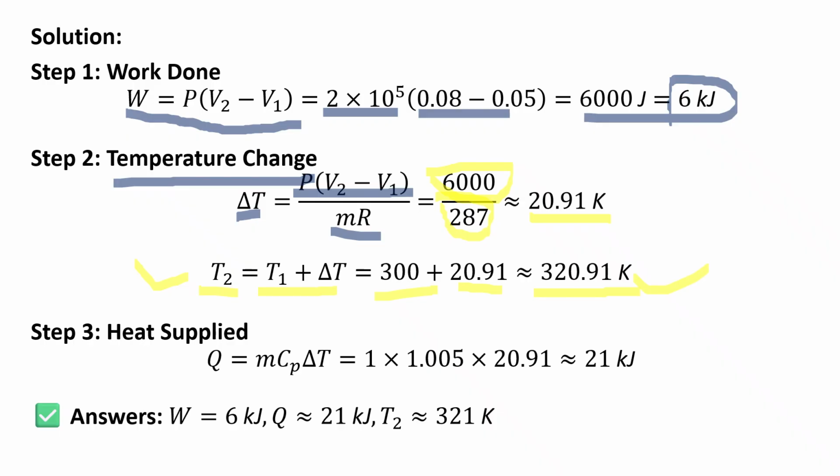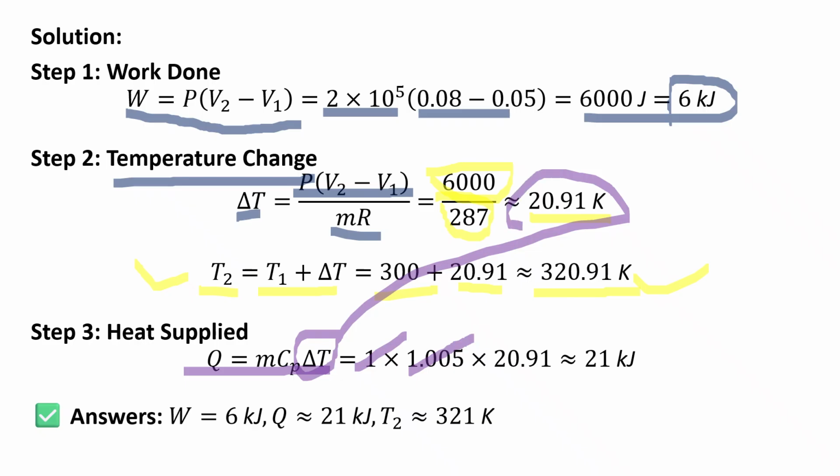Now what is the value of heat supplied? Q equals mCp delta T. m value is 1 kg, Cp is 1.005, which is given in the data, and delta T, the change in temperature, is known to us, that is 20.91. So the approximate answer is 21 kilojoule. So W is 6 kilojoule, Q is 21 kilojoule, and T2 is 320.91, or about 321 Kelvin.